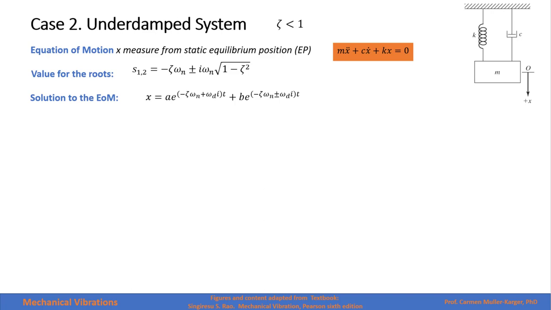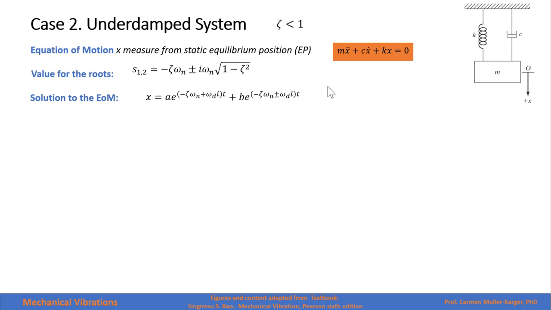Let's move on to case 2, which is the underdamped system, when the damping ratio is less than 1. The equation of motion, when x is measured from the static equilibrium position, gives us this equation right here. This is our system, which is a spring, a damper, and a mass. And the value of the roots, we already know that we have a real part and an imaginary part. And the solution will become a times e to the first root of our characteristic polynomial plus b e to the second root of our characteristic polynomial.